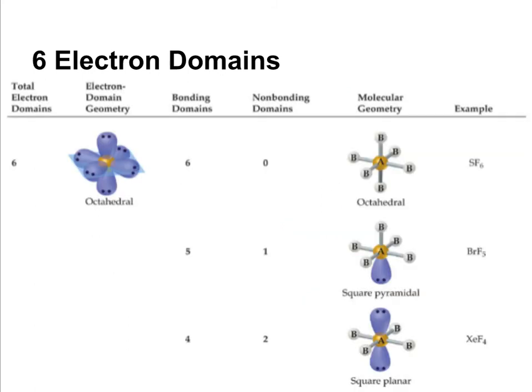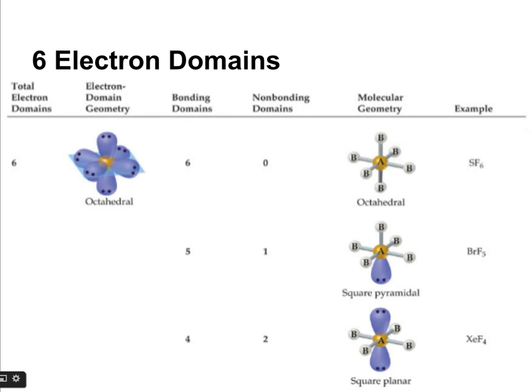I'm done trying to draw ugly Lewis structures for you, but if there are 6 electron domains, there's going to be 3 possible molecular geometries. If all the electron domains are bonded, it's octahedral. If there are 5 bonds and 1 unshared pair, it's called square pyramidal. And if there are 4 bonds and 2 unshared pairs, it's called square planar.